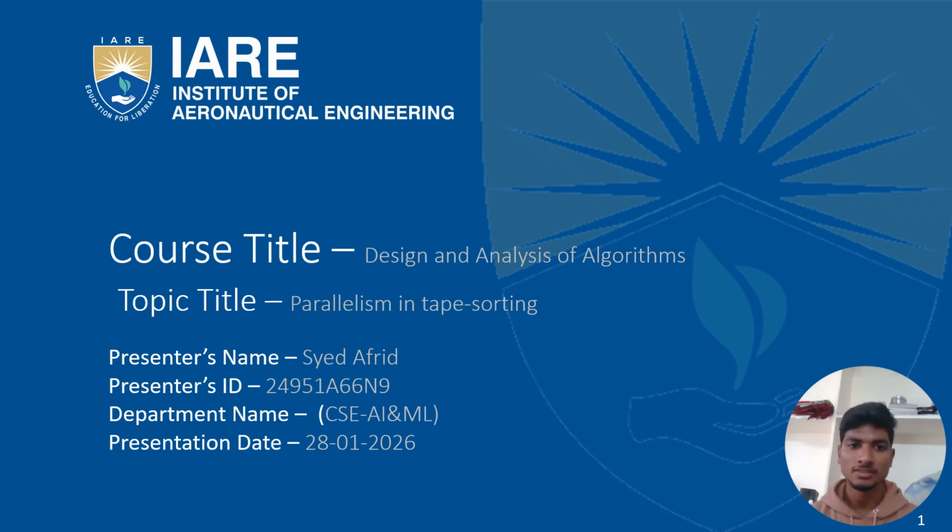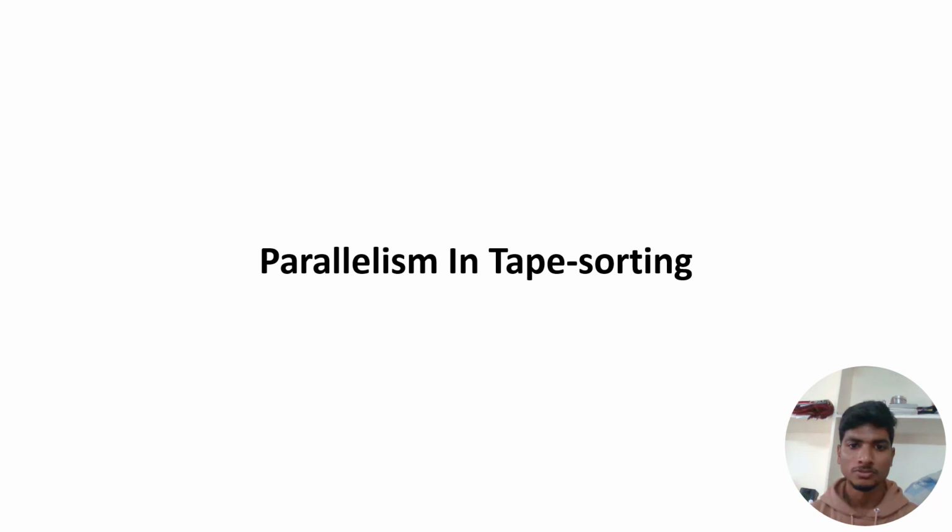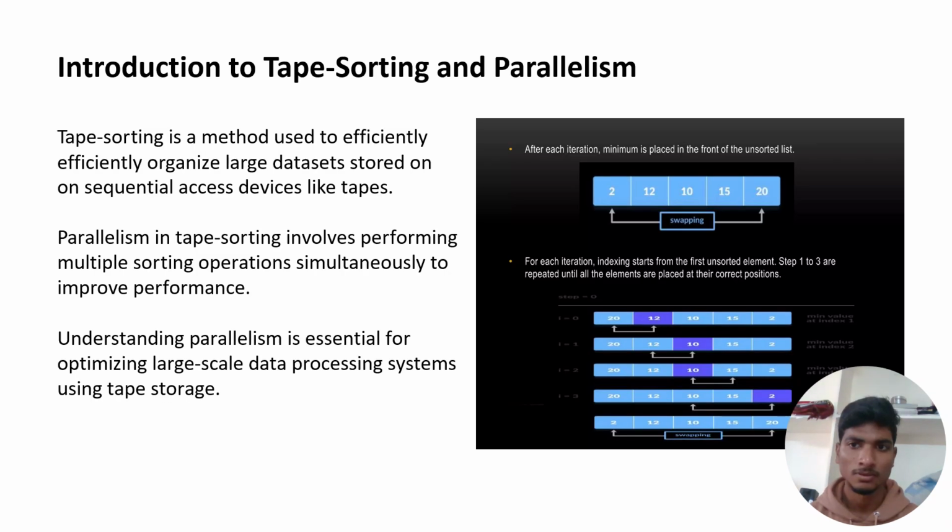The course title is Design and Analysis of Algorithms and the given topic is Parallelism in Tape Sorting. First we will see what is parallelism in tape sorting. So first of all we will learn a brief introduction to the topic, that is, introduction to tape sorting and parallelism.